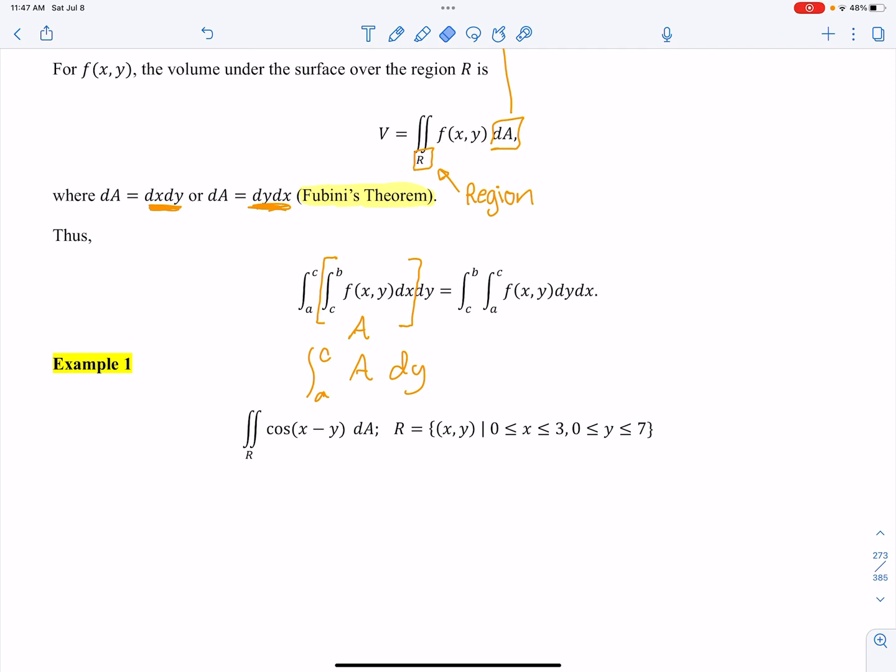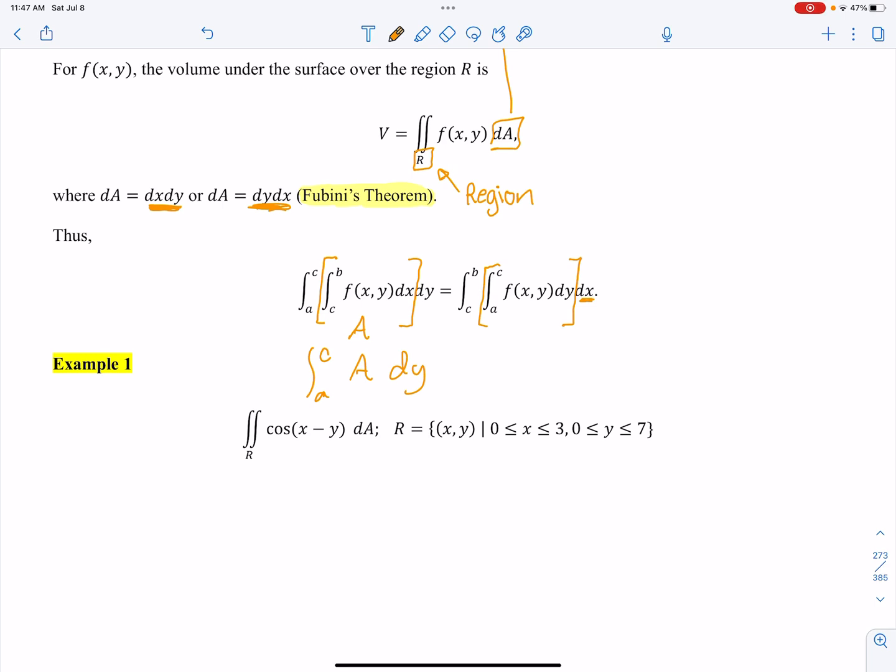We're going to add actually more integrals later in a different section. You work from the inside out. So this one, we'd start integrating with the y, and then we'd get an answer, and then we'd integrate with the x.